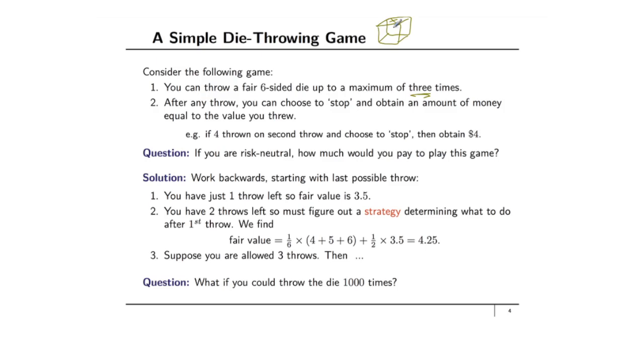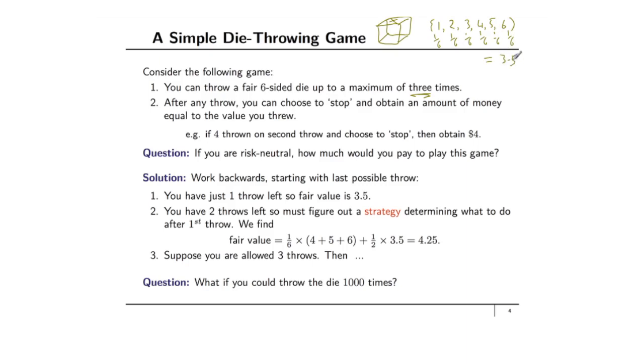So the solution is going to be to work backwards, starting with the last possible throw. So if we've just got one throw remaining, then the fair value of the game must be 3.5. And the reason is, on that last throw, you can get 1, 2, 3, 4, 5, or 6, each with probability 1/6. And so the fair value of this game is 1/6 times 1, 1/6 times 2, and so on, and it's equal to 3.5.